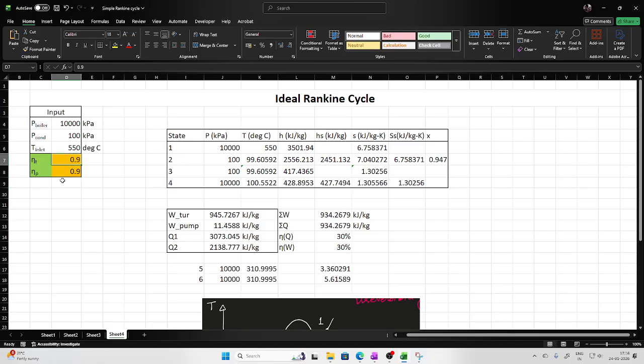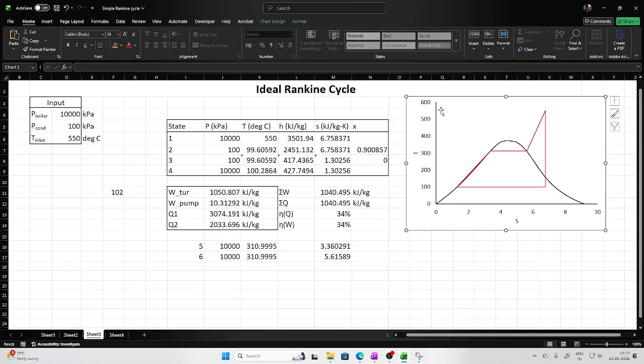But what if I reduce the turbine efficiency from 90% to 70%? Now look here at the efficiency. It has dropped from 30% directly to 24%. And it should, because the efficiency of the cycle is a very strong function of the efficiency of the turbine, because the turbine output is more. So this should be clear from this small analysis.